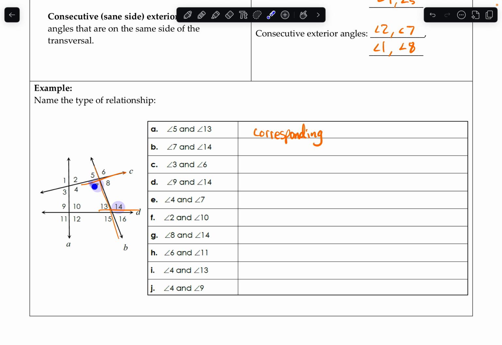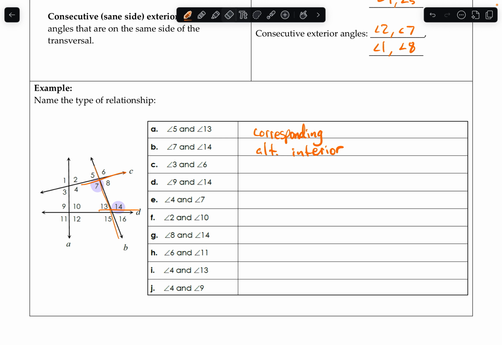So whenever I think about opposite, I'm thinking alternate. When I'm thinking about inside, I'm thinking interior. So these are alternate interior angles. Then I've got 3 and 6.